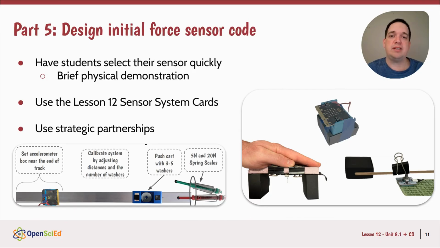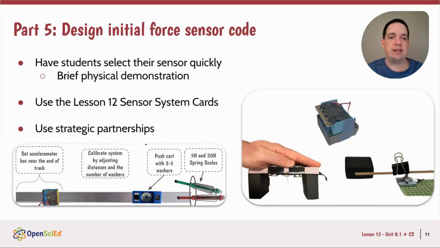In part 5, this is when students actually start coding, and they're going to want to know what the system is. So I suggest doing a quick physical demonstration of the systems here. Let's take a look at the bottom left graphic here. You'll notice this is the same launcher cart system that we've used in several investigations already. You're going to launch a cart down the track, and it's going to hit a box and push it. All right, now the box is going to be attached to one of 3 different kinds of sensor systems, and students will get a choice.